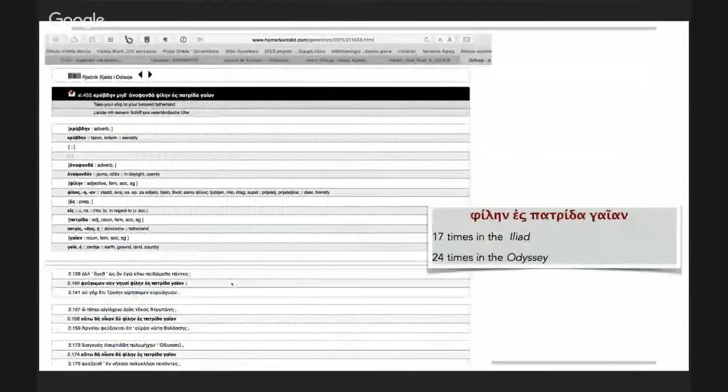And I've been using this Homer Contact website. Does any of you know this website? Because I found it very useful, because it gave me very quickly the result of how many times I could find this half hexameter in the Iliad, and how many times also in the Odyssey. Do you use this website? Any of you?